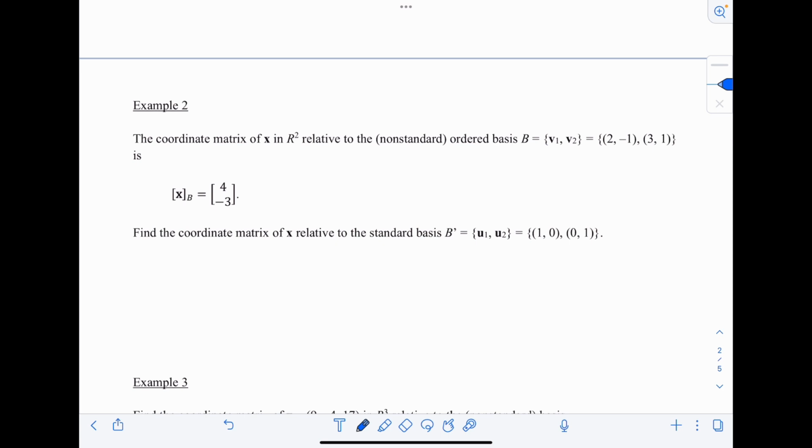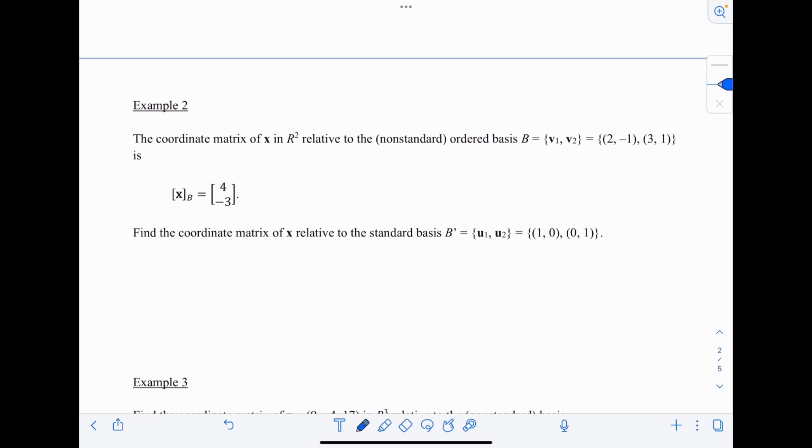Here it says: find the coordinate matrix of x in R2 relative to the non-standard ordered basis. Non-standard just means it's not going to be (1, 0), (0, 1). So we've got a non-standard ordered basis B given by (2, -1) and (3, 1). This time they're telling us the coordinate matrix is 4, -3. And what it asks us to find is the coordinate matrix relative to the standard basis B prime, which is (1, 0), (0, 1).